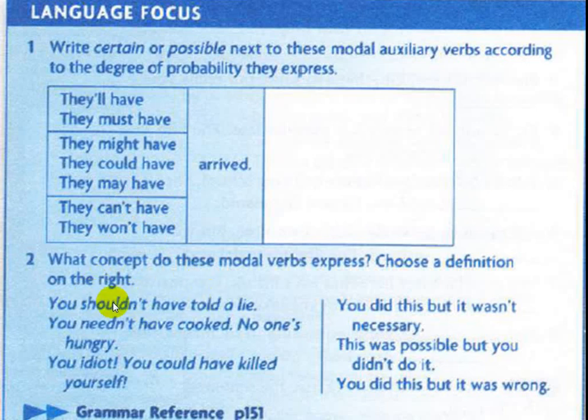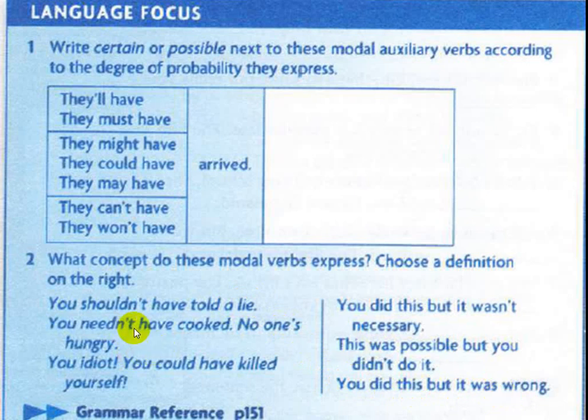Choose a definition on the right. Here, you shouldn't have told a lie. You did it. Here is the definition of you shouldn't have told a lie. You did this, but it was wrong.